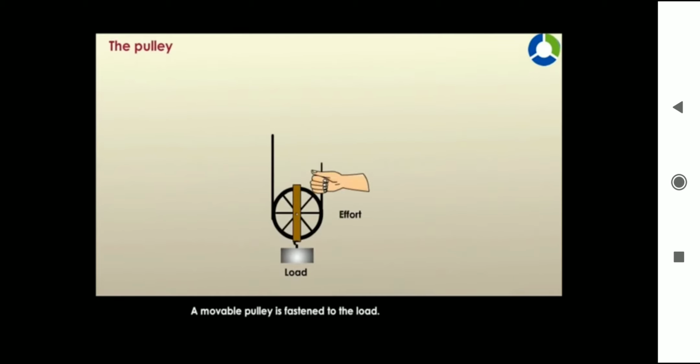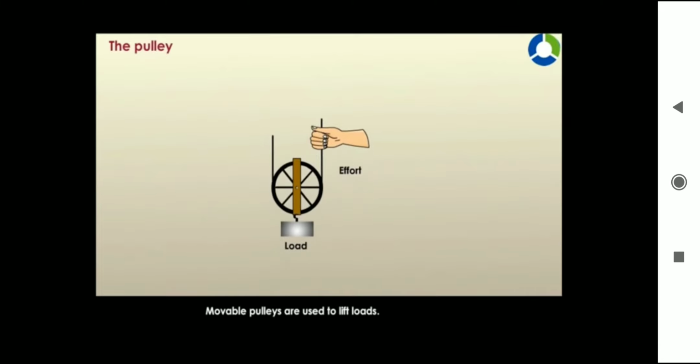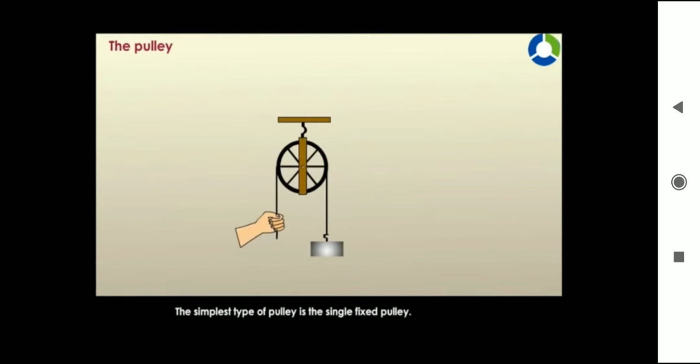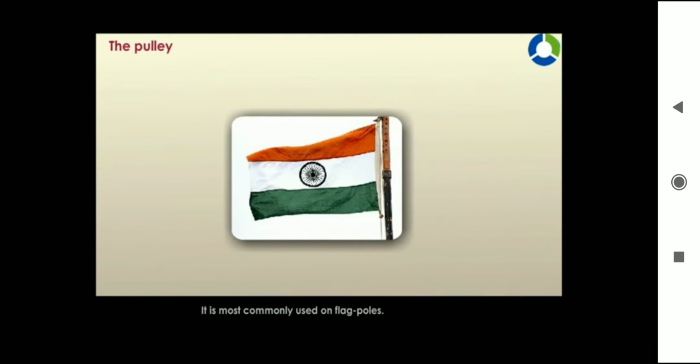A movable pulley is fastened to the load. Movable pulleys are used to lift loads. This helps to reduce the effort because the weight is supported by two sections of the rope. The simplest type of pulley is the single fixed pulley. It is most commonly used on flagpoles. Here, the pulley helps in changing the direction of the effort required to raise the flag.